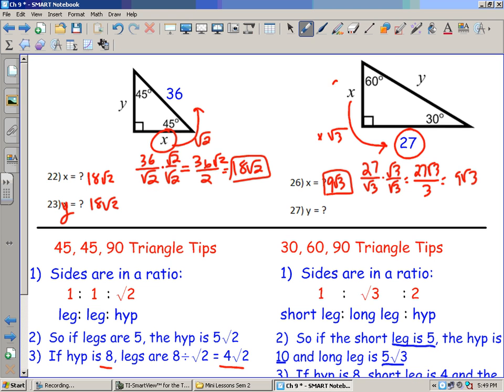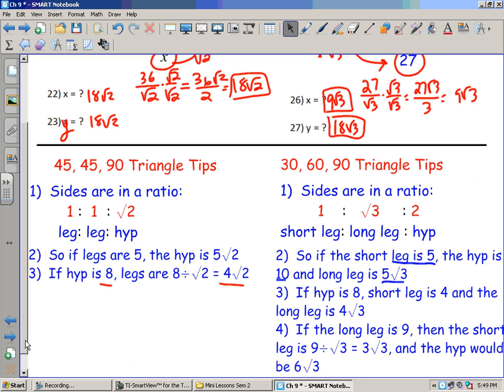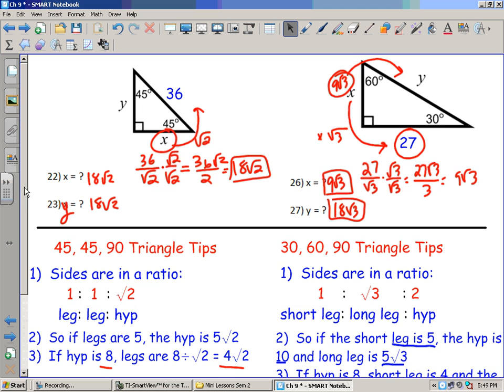Now, since x is 9 root 3, I know that if I know the short leg, I multiply by 2, because hypotenuse and short leg are in a ratio of 2 to 1. So 9 root 3 times 2 gives you 18 root 3. Okay? And again, if you want to go back and pause these to see some more examples, you can, but this is something you probably practice until you're sick of it, so I'm not going to spend a ton of time going over it, but I did want to show you a couple questions.